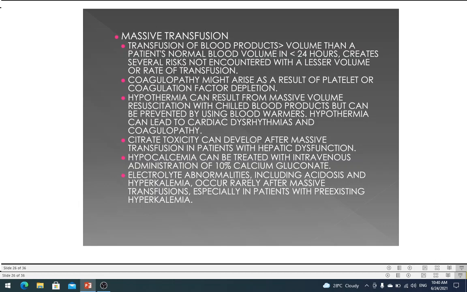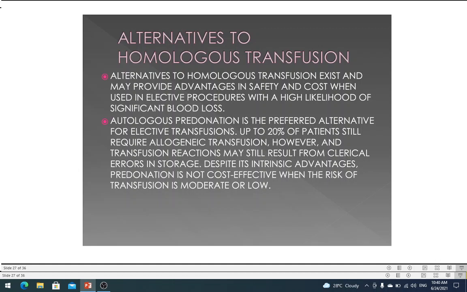Then I told you about electrolyte imbalance: hyperkalemia, hypokalemia, hypocalcemia, all these things. Hypocalcemia can be corrected by giving IV calcium. So all this can be corrected.